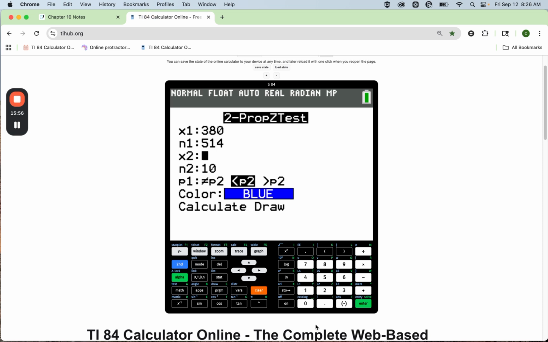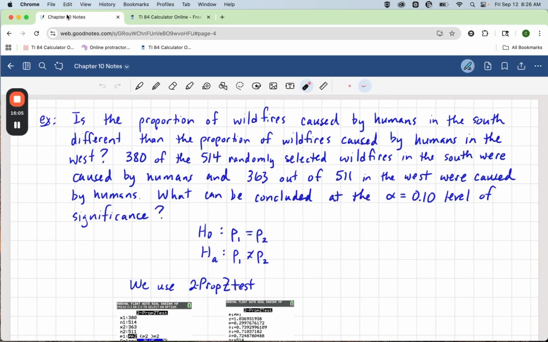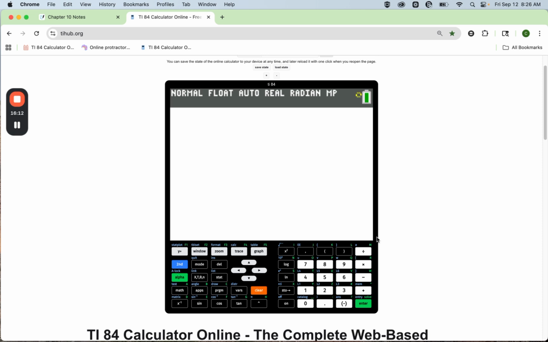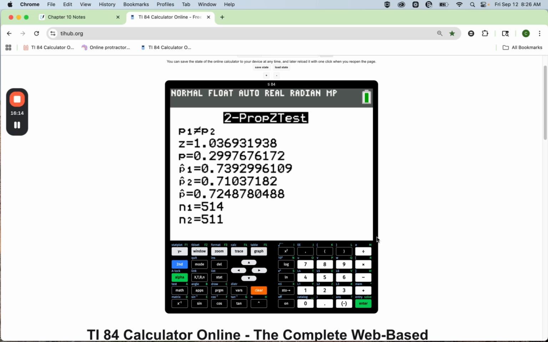363 out of 511. And are they different? So we're going to choose does not equal. Okay? Calculate it. Yeah, p-value is really high. It's 0.2998, right? The test statistic is 1.037. That's basically one standard deviation above the mean. So that's not that significant of a result.